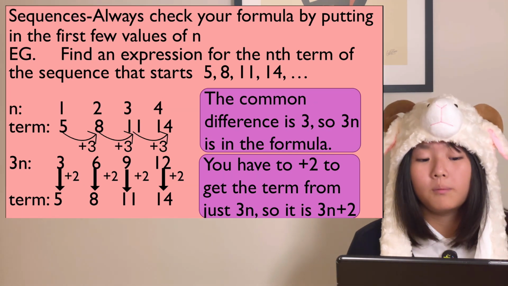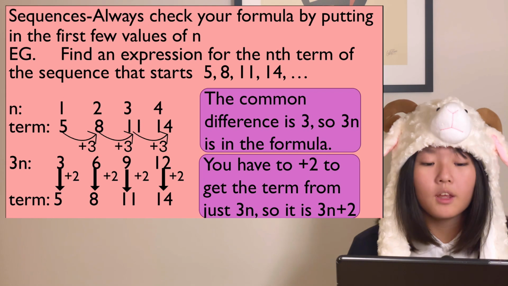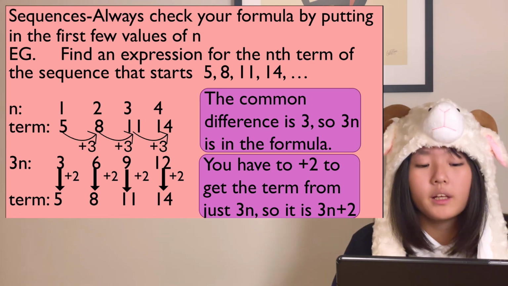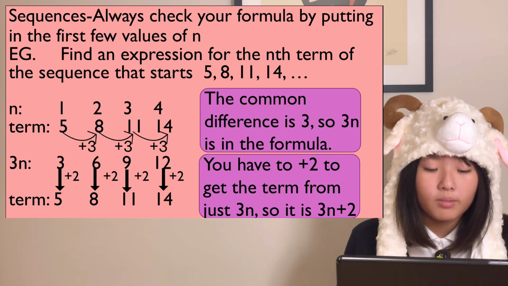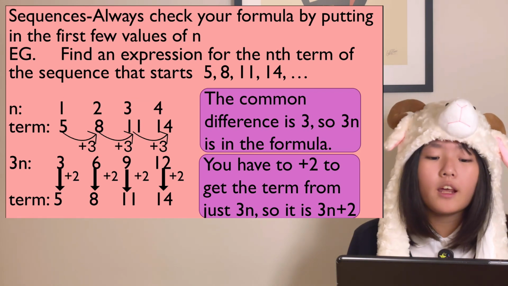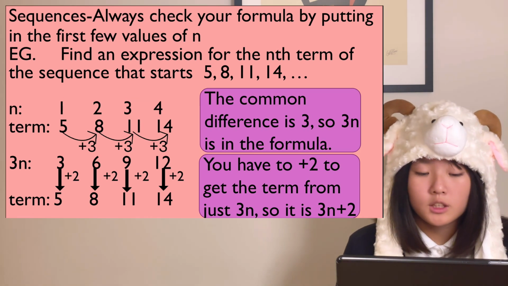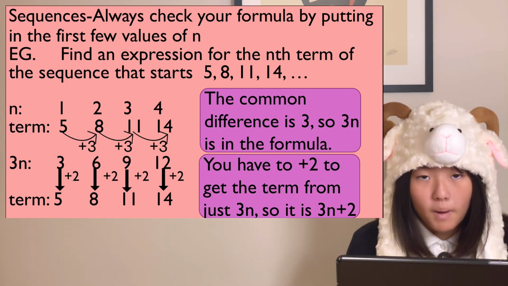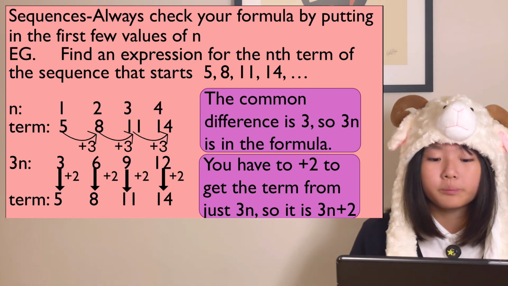So then, multiply n by 3. So then, you have to multiply all the terms inside of it by 3. So then, 3n is 3, 6, 9, and 12. From 3n to the term, you have to add 2 to get to it. So then the formula must be 3n plus 2.